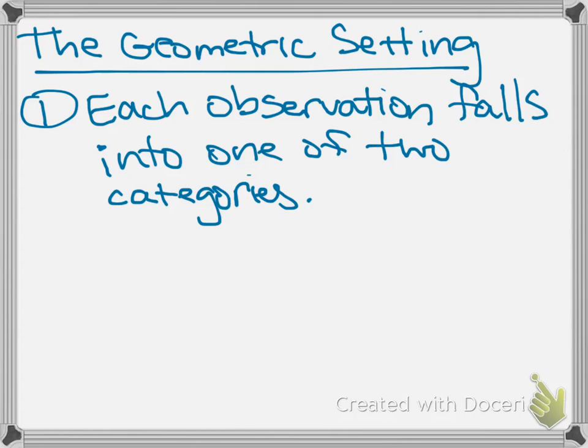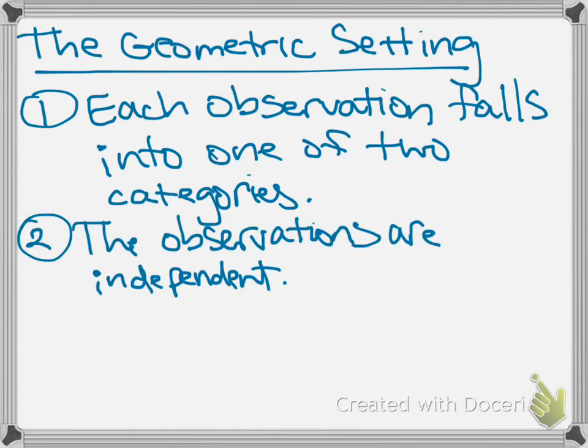Now the first requirement for the geometric setting is that each observation must fall into one of 2 categories, and we typically refer to these categories as success and failure. So this first requirement is exactly the same as the requirement that we have for our binomial setting. The second requirement is that the observations are independent. Again, this is also a requirement in the binomial setting. We haven't looked at anything different here yet. And the independence requirement simply means that whatever occurs in the first observation or the second observation and so on has absolutely no impact on any of the other observations.